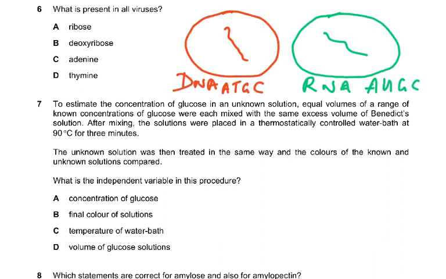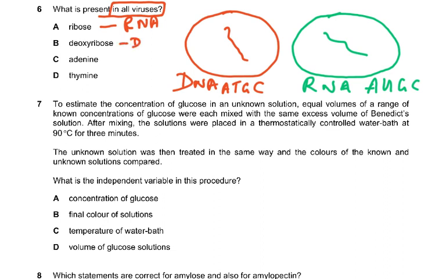Now, viruses are of two types. Either they have DNA or they have RNA. If they have DNA, it's ATGC. If there's RNA, it's AUGC. Now, if it's a DNA, you see, ribose would only be in those viruses which have RNA. Now, it didn't say that. It says what is present in all viruses.